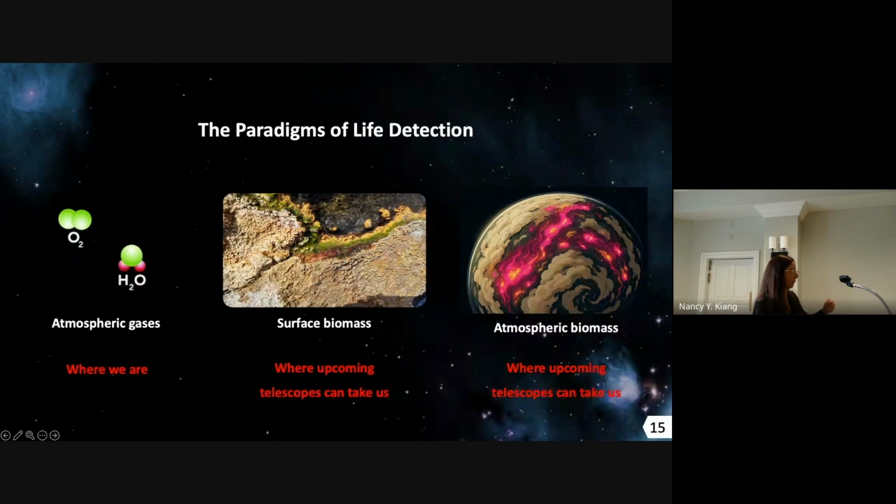I just want to finish with one idea for our white paper. So I've talked about atmospheric gases, surface biomass, but there's also atmospheric biomass. There is another paradigm of life detection. This is life that lives in the atmosphere and in the clouds.